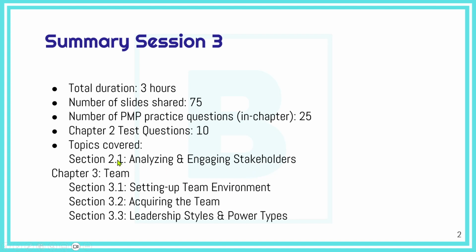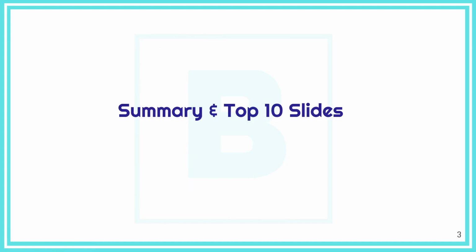We went through section 2.1, analyzing and engaging stakeholders. And then we started chapter three, the team. We had three sections: section 3.1, setting up the team environment; section 3.2, acquiring the team; and section 3.3, where we went through the different styles of leadership and the types of power. As usual, here's a summary of the session plus the top 10 slides we picked for you.